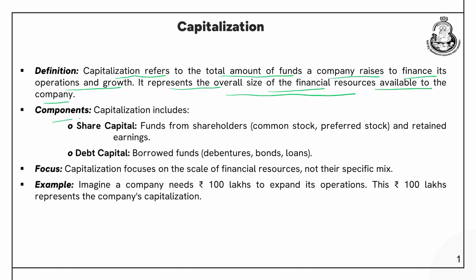So, what are its components? The first one is share capital, funds from shareholders. It can be from common stocks, through preference shares, or retained earnings, that is, retaining year after year, the plowing back of profits. Or it can be debt capital, that is the borrowed funds. You can issue debentures, you can issue bonds, you can get money from loans, right.